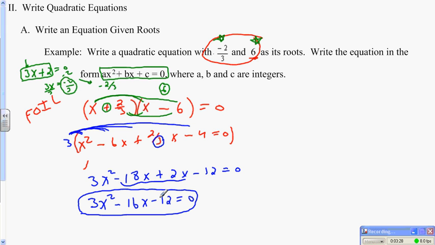This concludes lesson 6.3 on solving quadratic equations by factoring, part B.